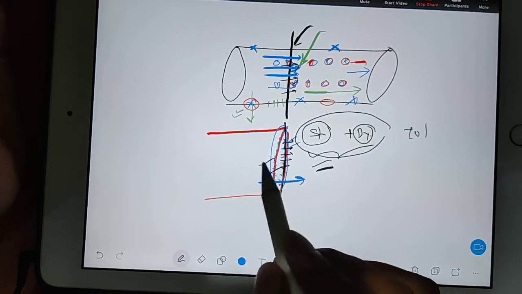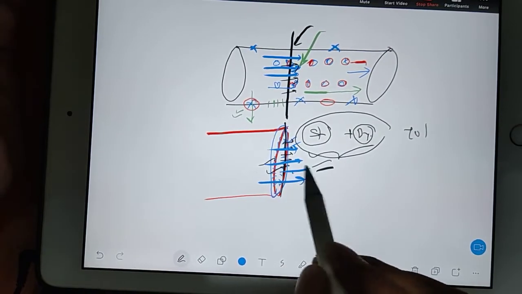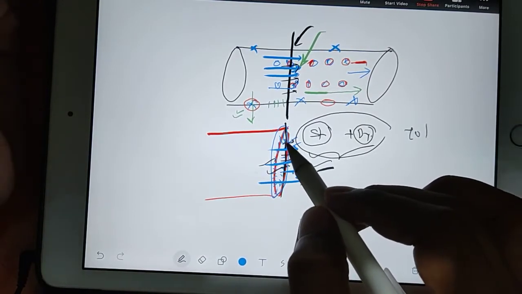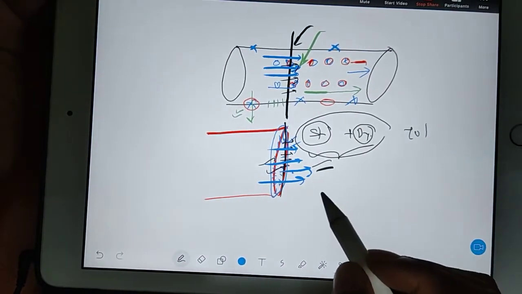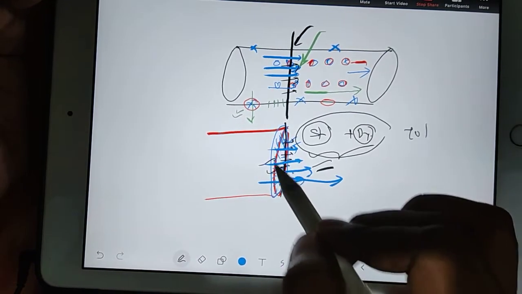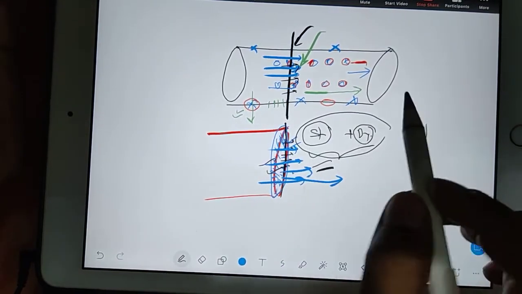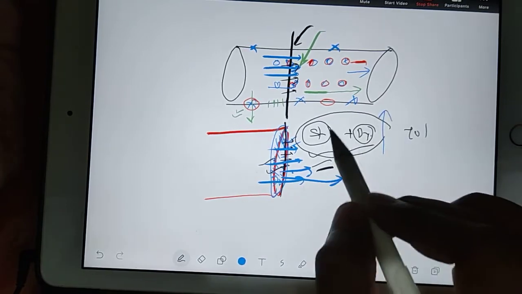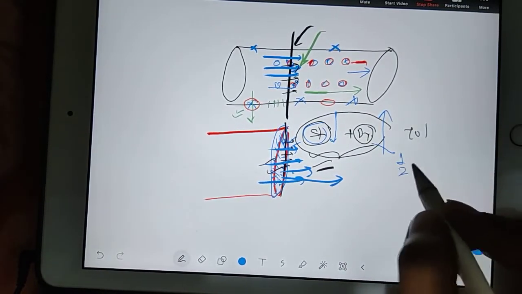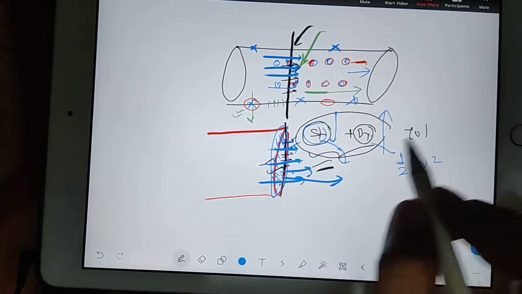If you increase the number of molecules flowing in this direction, the number of molecules bombarding the wall will be less, because the number of molecules is constant. So if more molecules flow in this direction, fewer molecules will strike the wall. So that's all. If dynamic pressure increases, static pressure decreases. Simple. Dynamic pressure is because of the half rho V squared formula, and static pressure is because of bombardment.